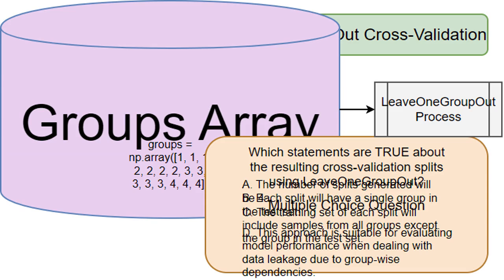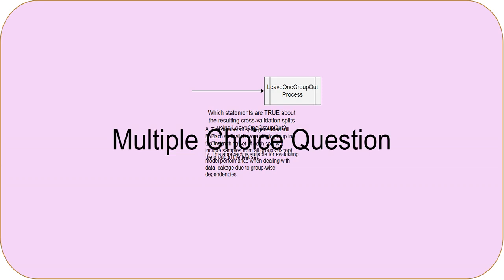This line defines the groups for each data sample. We have 15 samples divided into 4 groups: 3 samples in group 1, 4 in group 2, 5 in group 3, and 3 in group 4. This grouping is crucial for the LeaveOneGroupOut cross-validation technique. This is the core question. It's asking you to think carefully about how the LeaveOneGroupOut method will split the data based on the groups we just defined. It will test your understanding of how this method works in practice.